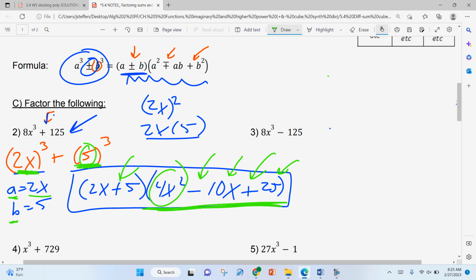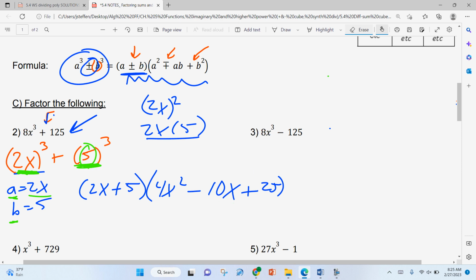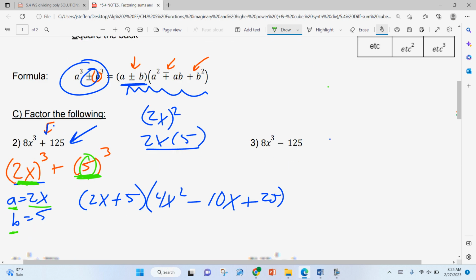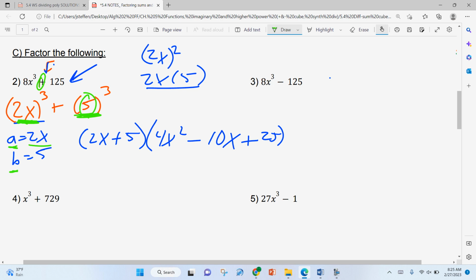Last but not least, and I know I'm dragging this problem on, my last step, step 3, check your signs. They should be same, opposite, positive every single time. When I say that, I'm talking about if you look at your original sign, this plus here, it should be same, opposite, plus. Same, opposite, plus. If this was a minus sign, it should be minus, plus, plus. It's always that pattern: same, opposite, plus.